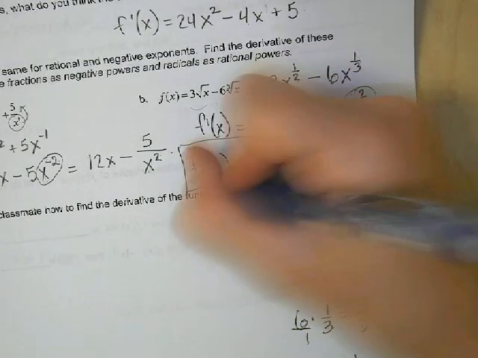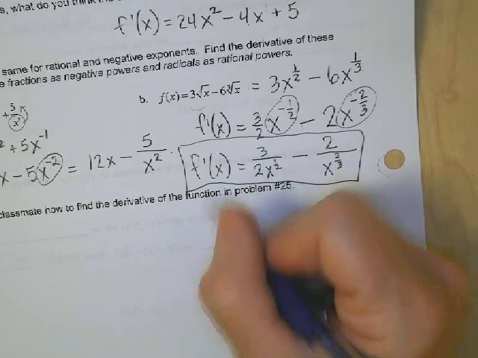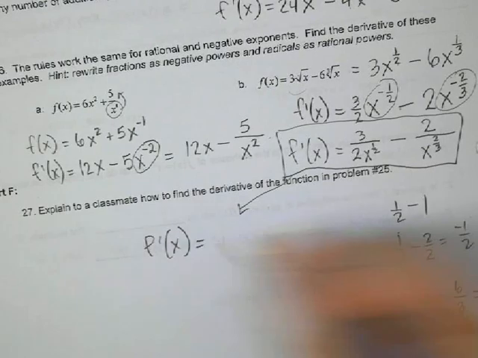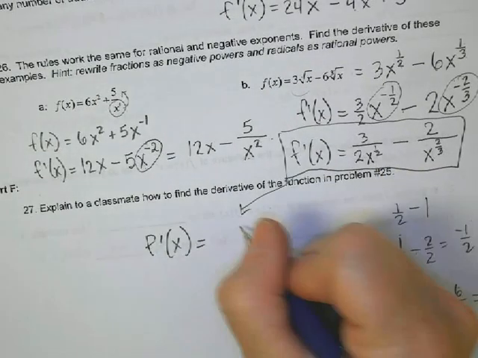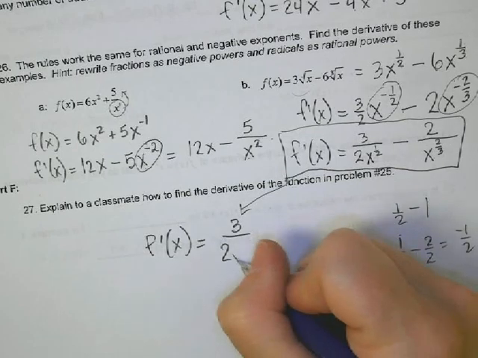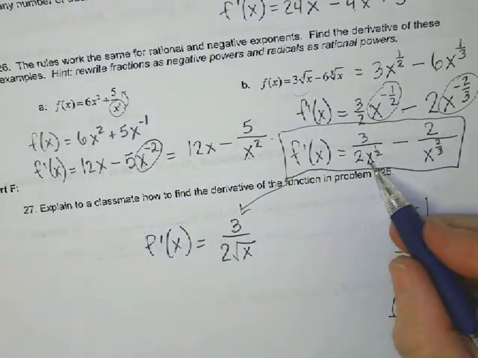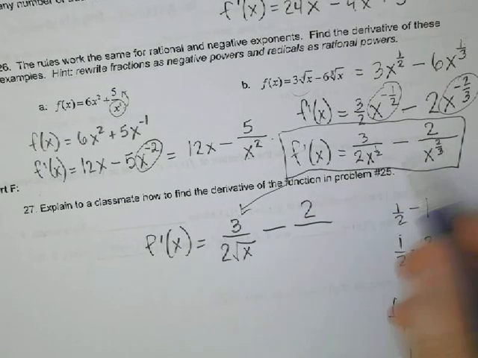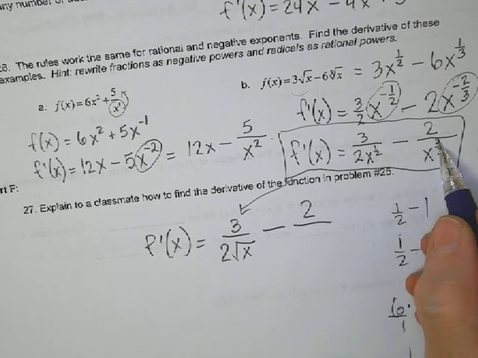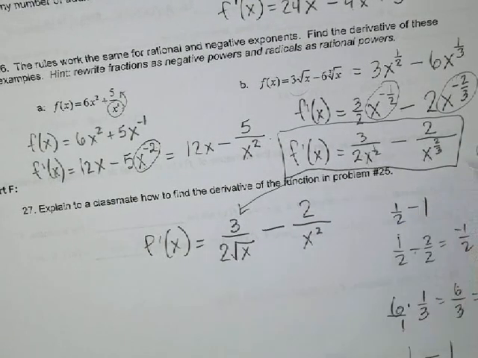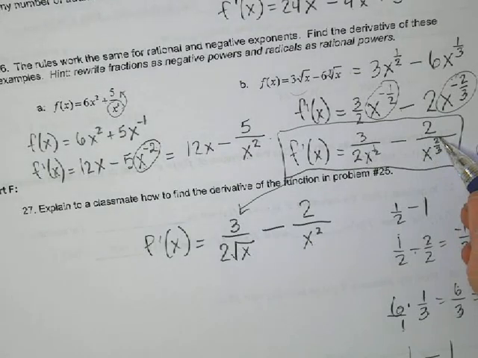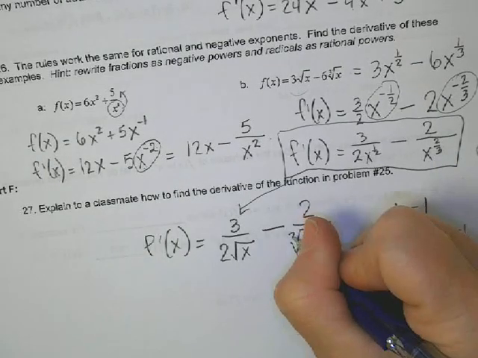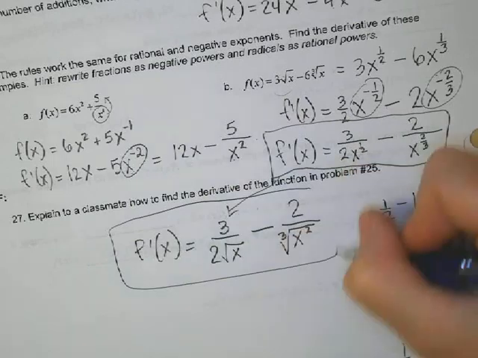Now, if I wanted to change it back to radical form, I could also do that. I'm running out of space, so let's bring it over here. So f prime of x, I could rewrite that with radicals. This would be 3 over 2 radical x, because x to the 1/2 is the square root of x, minus 2 over, and then this one, the x is being cubed-rooted and squared. See that the numerator is what the power is, and the denominator is what the root is. Bam. So there it is, written back in radical form.